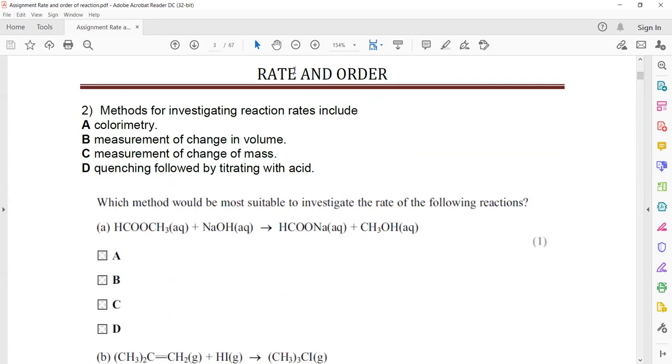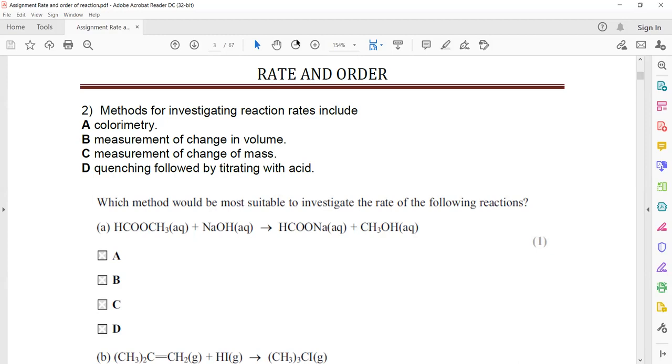Methods of investigating the reaction rates include colorimetry, where we can work out the color change. For this technique, one of the substances, either a reactant or product, should be colored. We can measure the change in volume. That can be done if there is a gaseous reactant or a gaseous product. We can also use the change in mass to measure the rate of reaction.